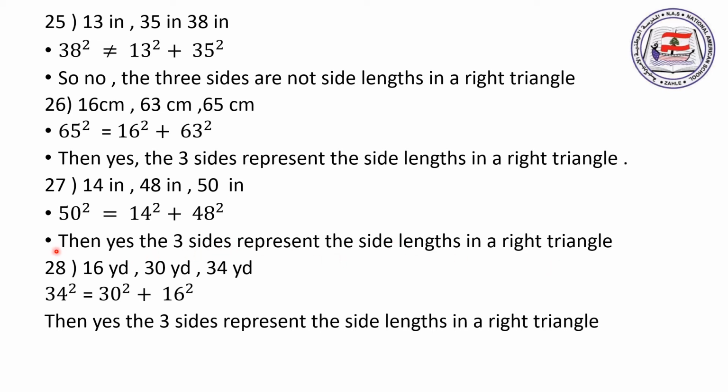In number 28, 16 yards, 30 yards, and 34 yards. Again, 34 squared is equal to 30 squared plus 16 squared. So using the converse of the Pythagorean theorem, we can say that the three sides represent the side lengths of a right triangle.